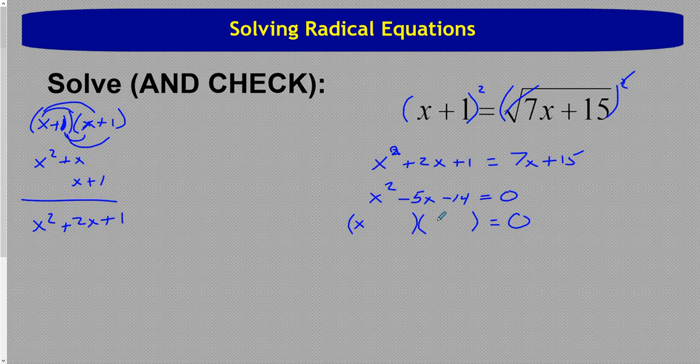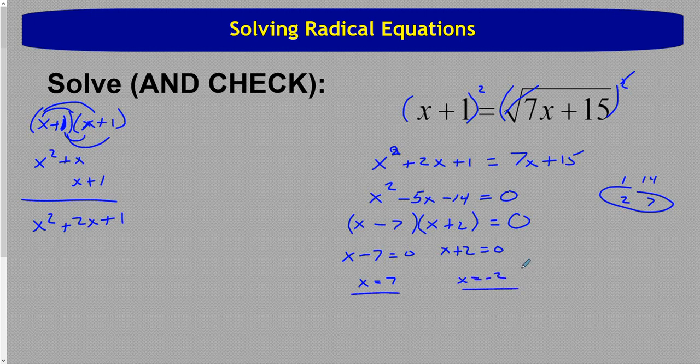So x and x. Factors of 14 that add up to 5. Well, factors of 14 are 1 and 14, or 2 and 7. Hey, those can give me a 5. I need a -7 and a +2. That gives me a -5 when I add them. And then -7 times 2 gives me the -14. So that's what I want. Then they both get set equal to 0. X could be 7 or x could be -2.